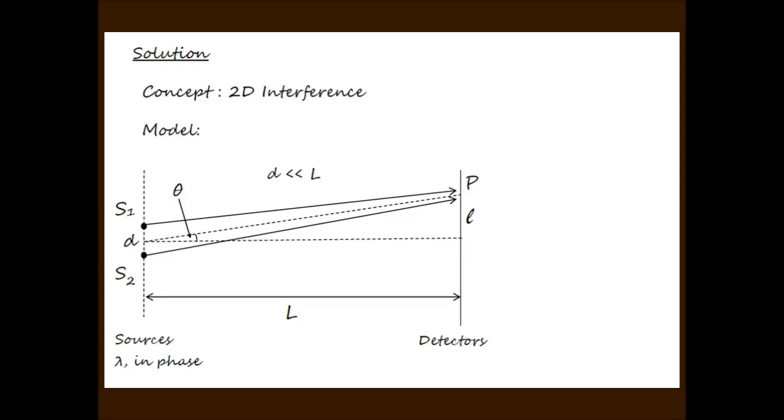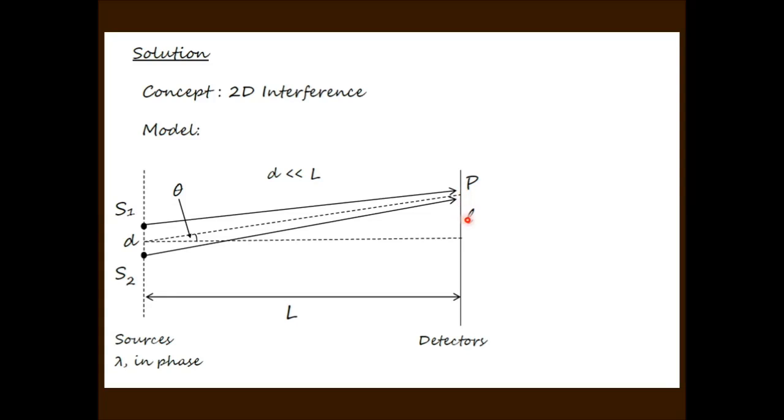This array of detectors is analogous to the screen found in Young's double-slit experiment. We notice here that the slit separation d is much less than the slit to detector distance L. We will indicate this here. We also show our point of detection, which we call P, and we draw the dashed line joining P to the midpoint of the sources.